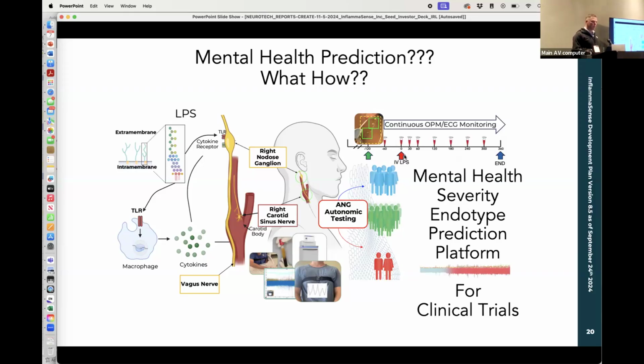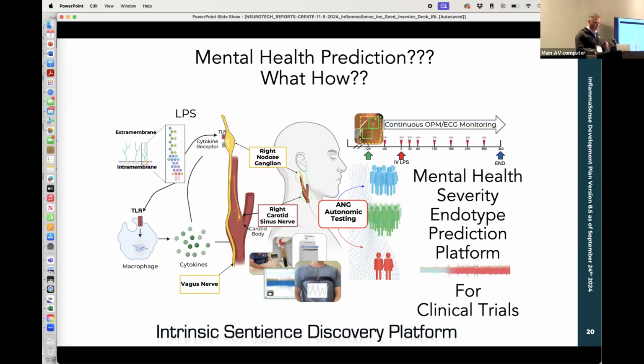The model that we use is, again, we inject these humans with LPS, and then we monitor their inflammation as well as their symptoms. But we also have different patients. Like I said, everybody's different in this room. There are also differences in our mental health. Across the continuum, you may be a little bit anxious or you may be severely anxious. So the goal is understanding where you sit on that continuum to be able to provide you with the correct therapy.